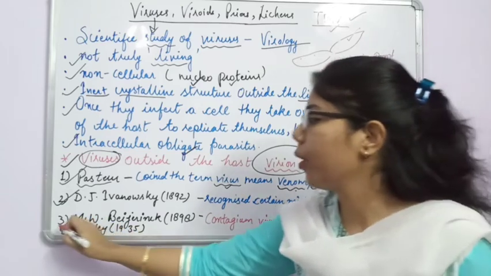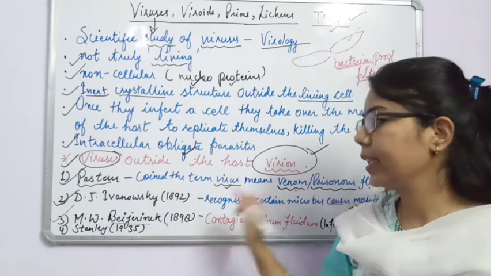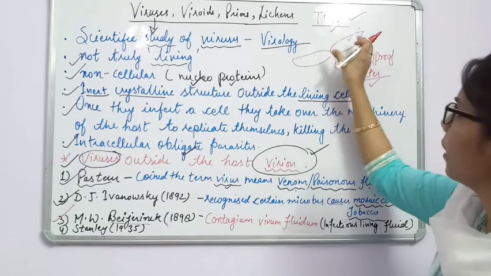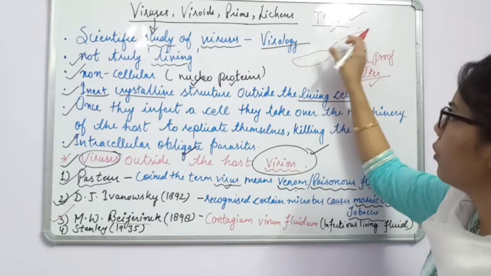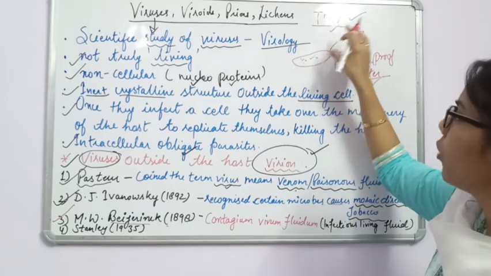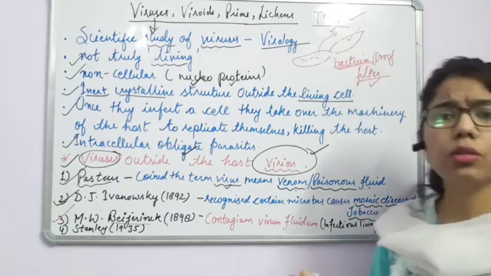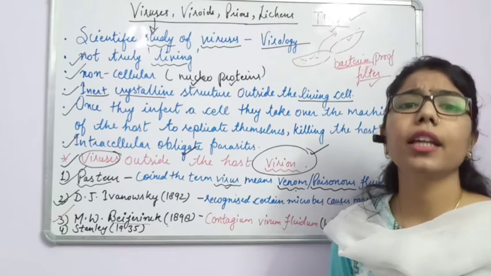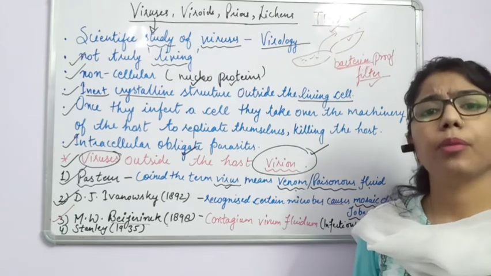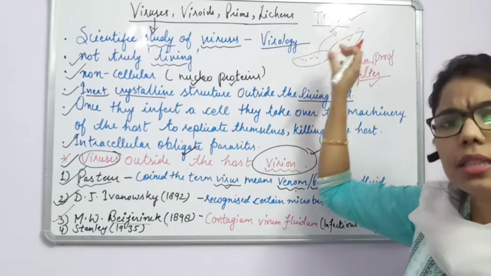Now the third point about the discovery: M.W. Beijerinck in 1898. He again took some fluid from the diseased plant. If you see the structure, there are some patches on the diseased tobacco plant. He took some fluid and passed it to healthy plants, and finally concluded that if we take the fluid from the diseased plant and give it to a healthy plant, it will also get infected with the same disease.